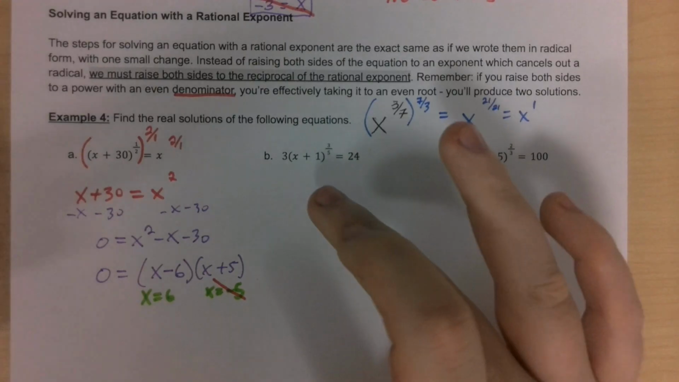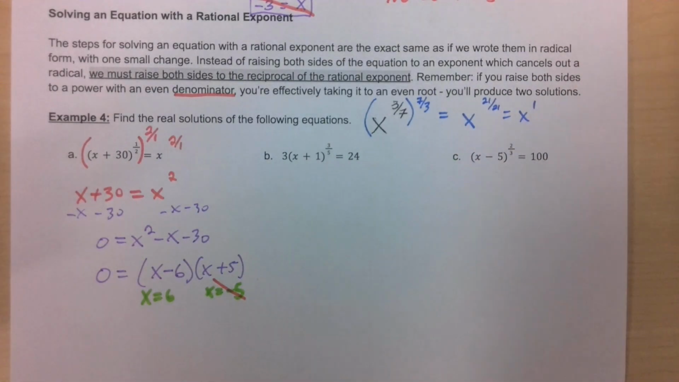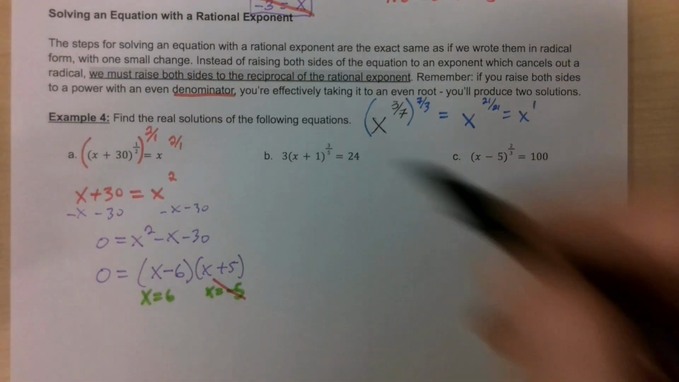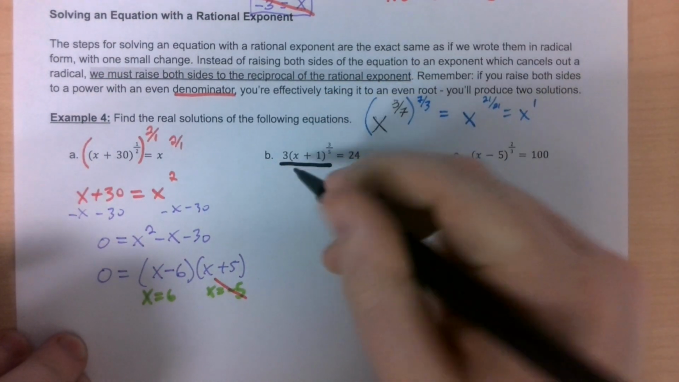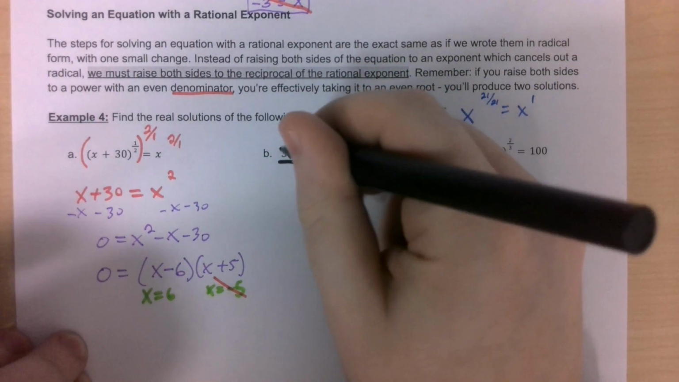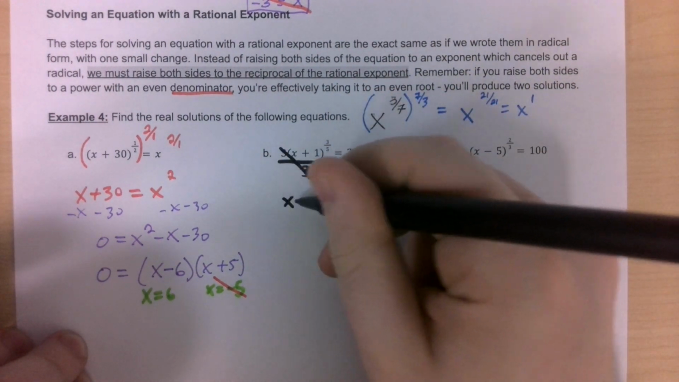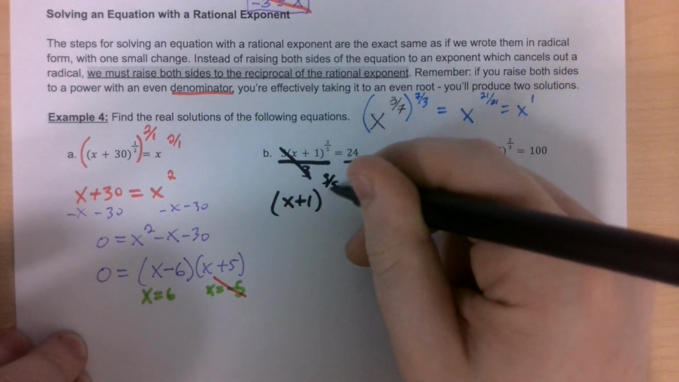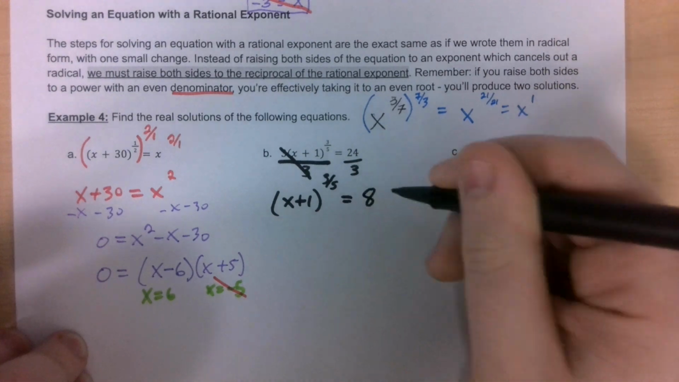I'd like you to try out B on your own, and then we're going to do C together again. So pause the video and try out question B. Hopefully you've had a chance to try this one out. We would start by dividing both sides by 3, since we always get rid of multiplication and division first. Reverse PEMDAS, remember? So we get x plus 1 to the 3/5 power equals 8.